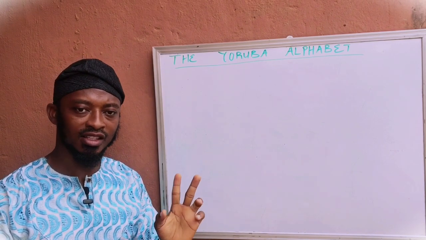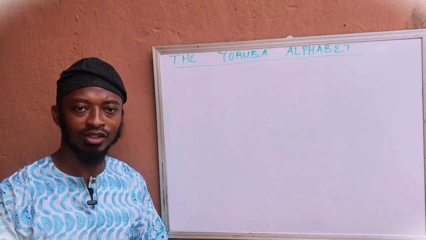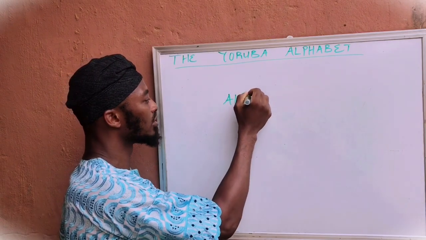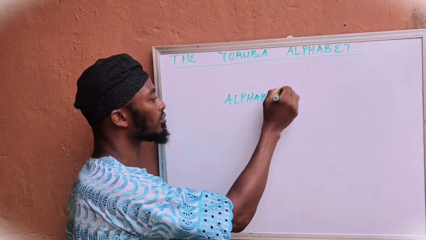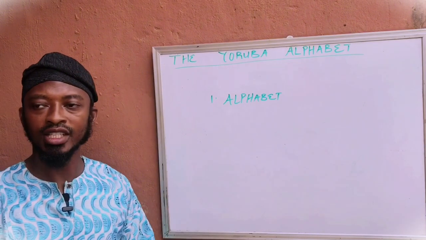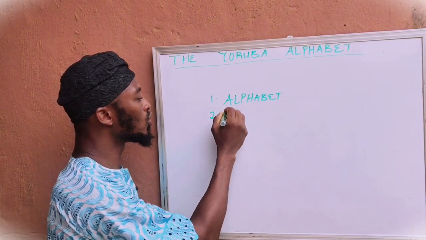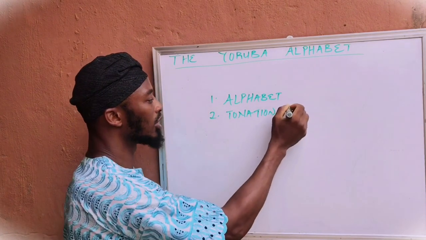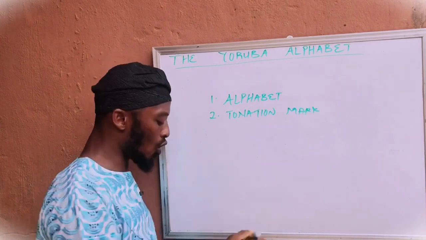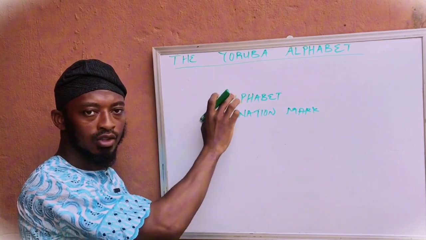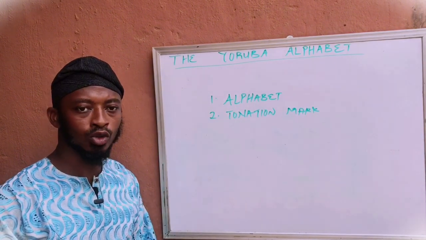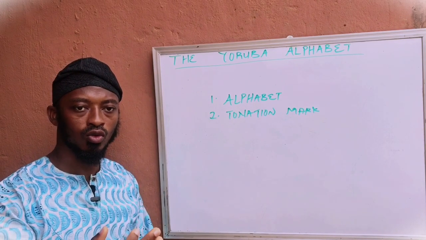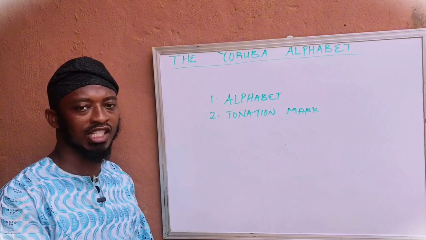There are just two things you need to know for you to be able to read and write Yoruba language. Number one, you need to know the Yoruba alphabet. And two, you need to know the Yoruba tonation marks. We call this Ami Ohun. Once you are able to know these two things perfectly, it's easier for you to read Yoruba letters anywhere you see it, or when someone is dictating to you, it's easier for you to write it down.